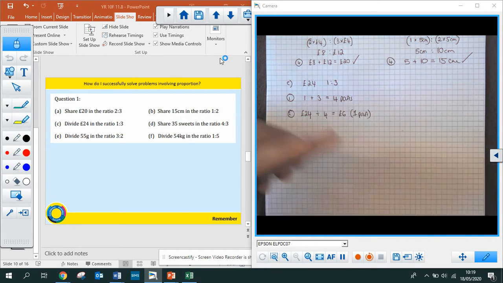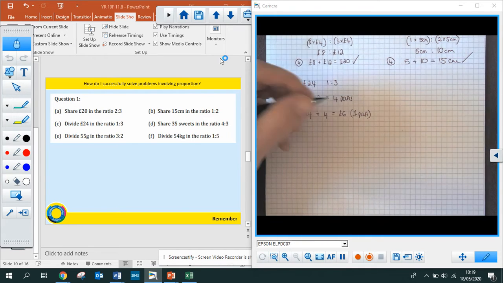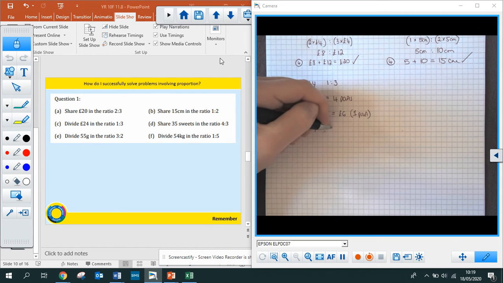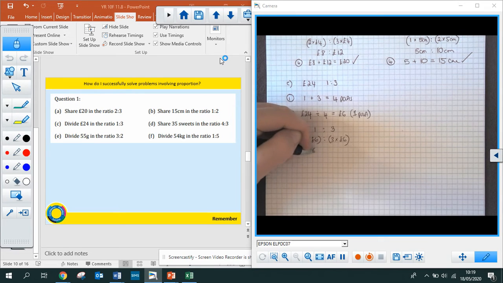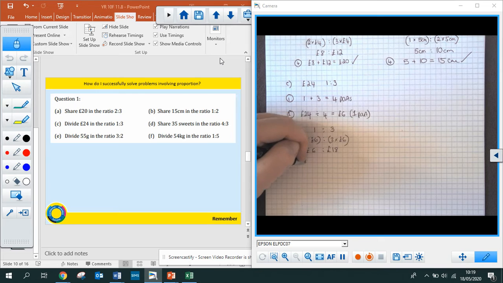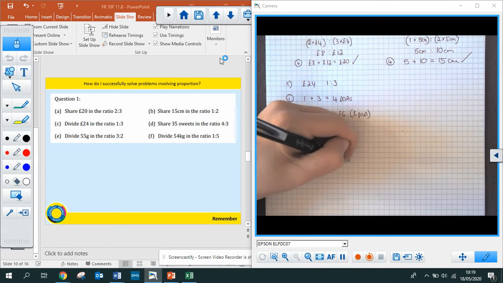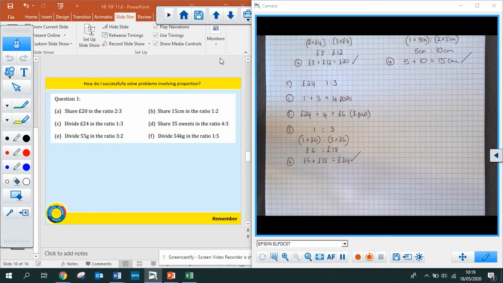Okay. Step 3, sharing your given ratio. My given ratio is 1 to 3. So I need one lot of the £6 to 3 lots of the £6. One lot of £6 is £6. 3 lots of £6 is £18. Okay, final step, do your check. Is £6 plus £18 £24? Yes, it is. So that is correct.